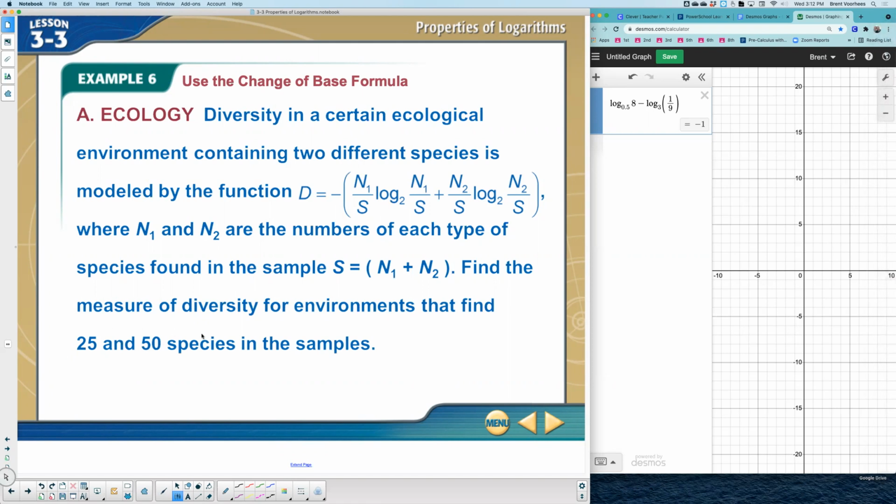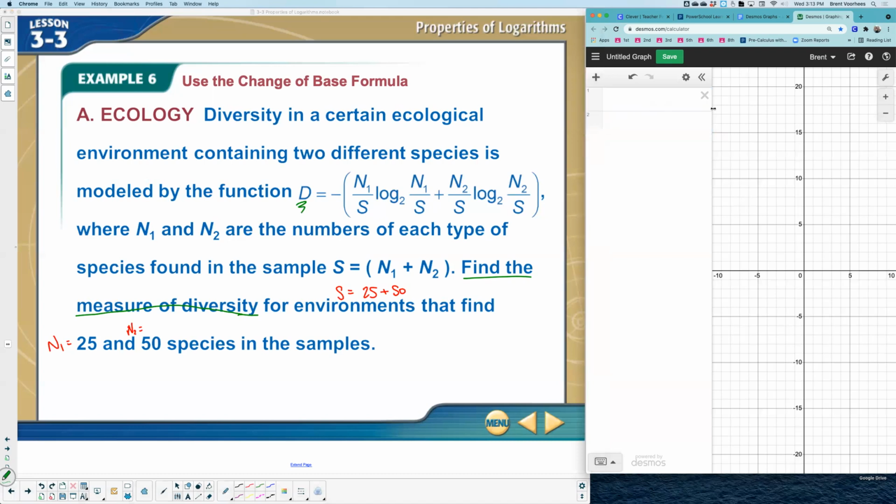So if 25 and 50 are the species, S is the sample, N1 and N2 are the types of species, I'm just going to say N1 equals 25, and N2 would equal 50, which means S here would equal 25 plus 50. I don't need that in parentheses. I can just say 25 plus 50. So it says find the measure of diversity, which means we're finding the D. So we're trying to find D right there.